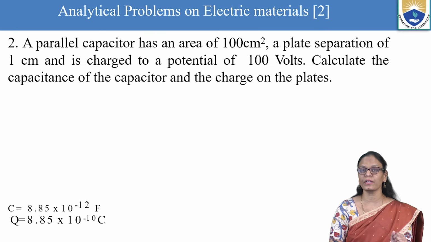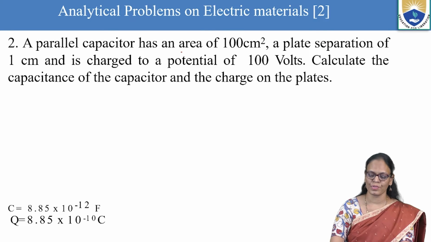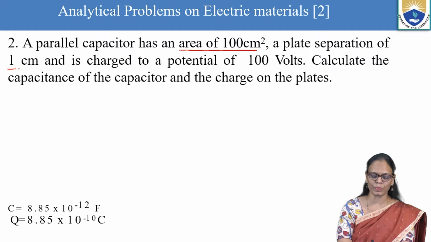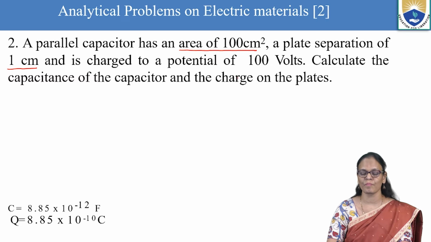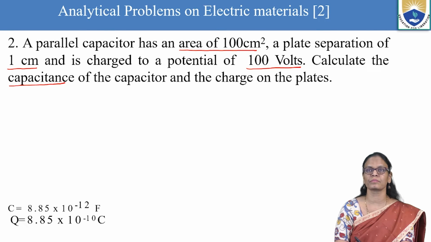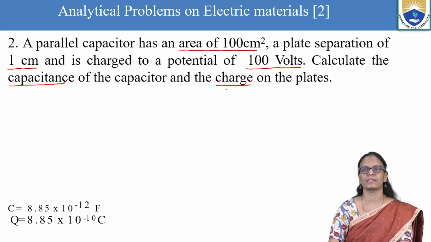Now coming to the second numerical. A parallel plate capacitor has an area of 100 centimeter square and a plate separation of 1 centimeter. So the area of the plates is given and the separation between the plates is given, 1 centimeter, and this is charged to a potential of 100 volts. The voltage to which it is charged is also given. So what we have to calculate is the capacitance and also the charge on the plates.